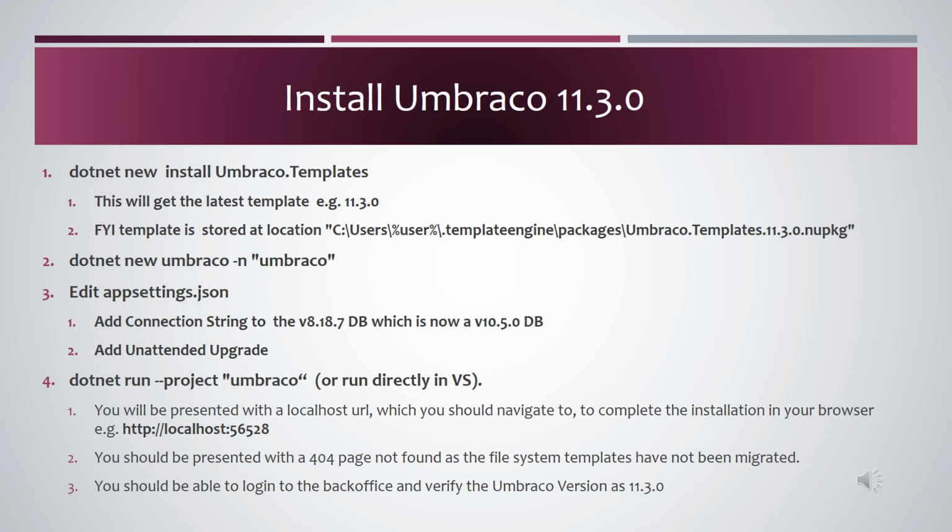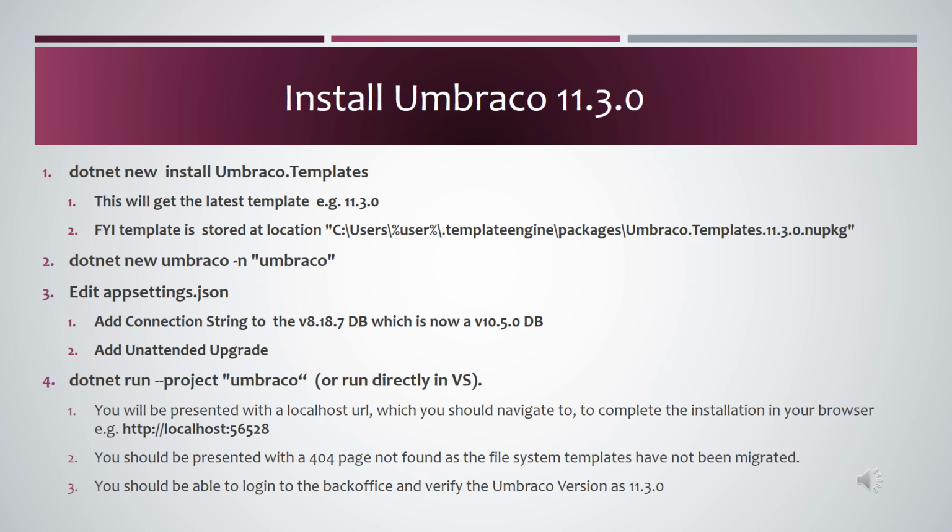Part two of the upgrade then is to install Umbraco 11. To do that, we need to issue dotnet new install umbraco.templates to get the latest version of the Umbraco CMS, which is currently 11.3. We create a new project as before, dotnet new umbraco -n Umbraco.